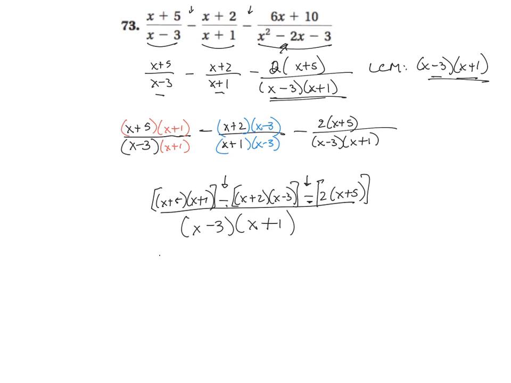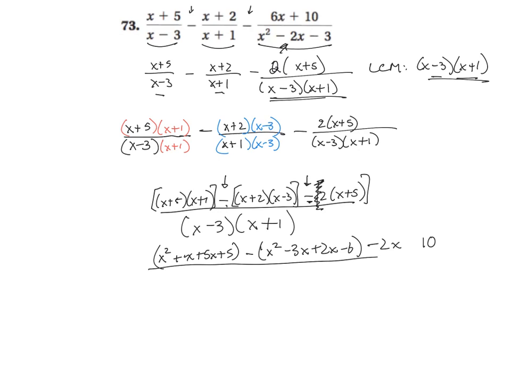Right, so I FOIL the first one. It'll be x squared plus x plus 5x plus 5, minus, the next one will be x squared minus 3x plus 2x minus 6. And then for the last one, I'm not going to have that bracket there. It'll be negative 2 times x is negative 2x, and negative 2 times 5 is negative 10. Okay, all over that denominator.